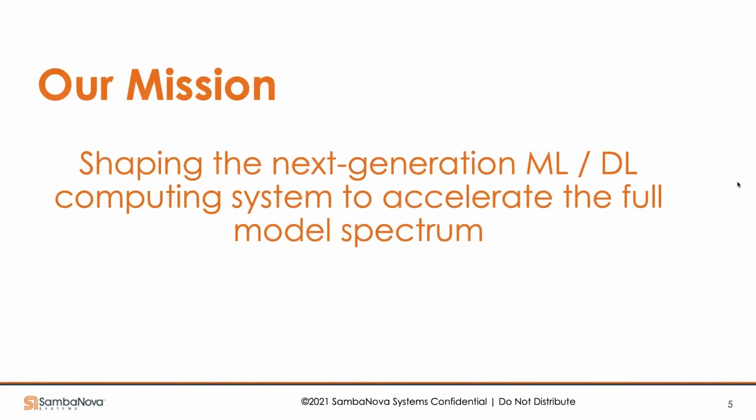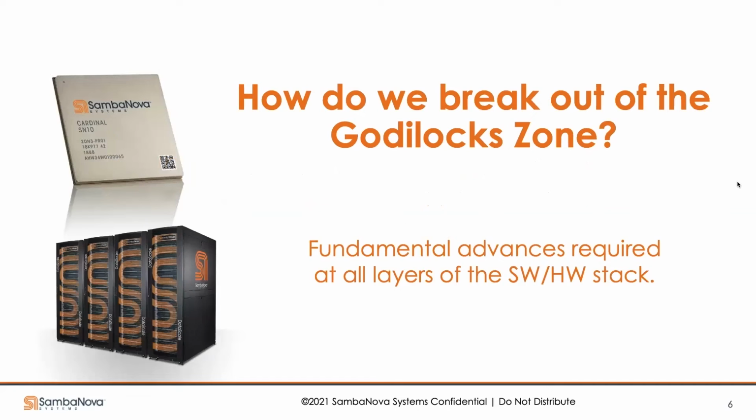With these restrictions in mind, the mission at Sambanova Systems is to shape the next generation of deep learning computing systems to accelerate the full model spectrum. We are not just concerned with the Goldilocks zone that GPUs support, but we are looking at all kinds of applications, from the smallest models to the largest language models. We believe the only way to achieve this goal is to fundamentally reinvent different layers of the stack, from hardware and compiler all the way to algorithms, allowing us to rethink or redesign models that achieve good accuracy for the end application.